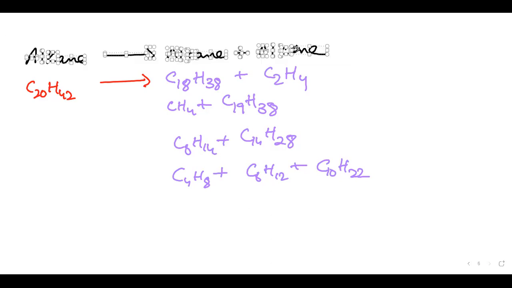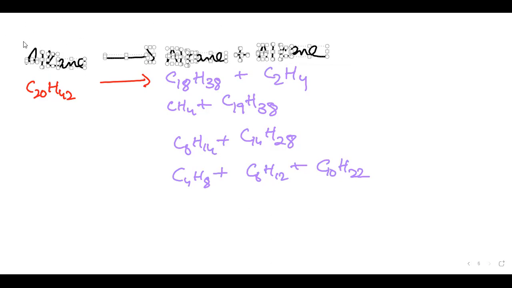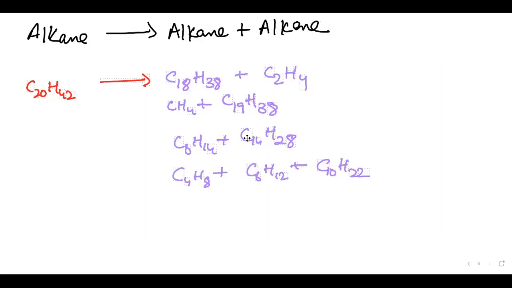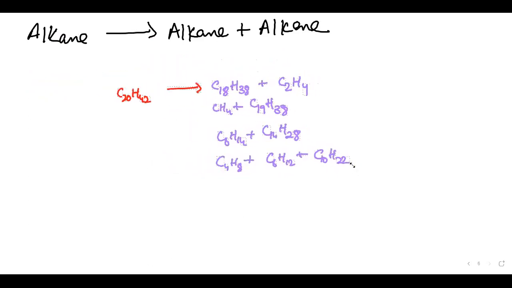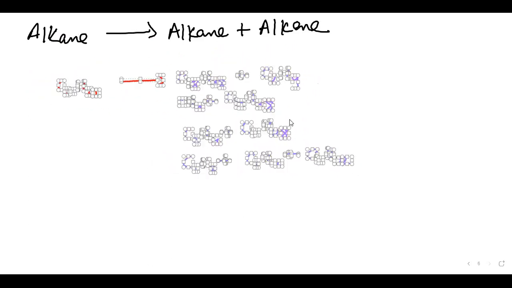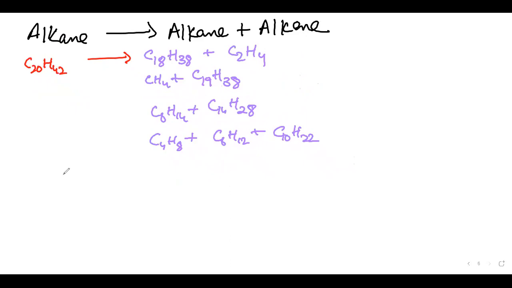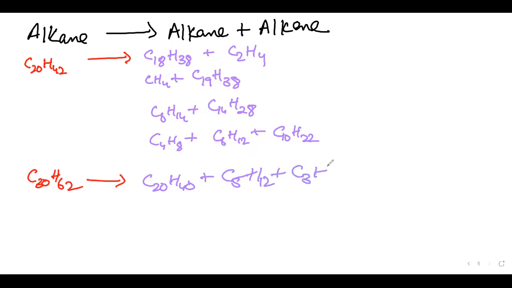I'll give you another example. That example is C30H62. Crack this, please. What you got: C20H40 plus C5H12 plus C3H6 plus C2H4.